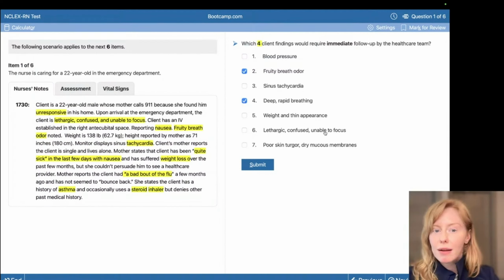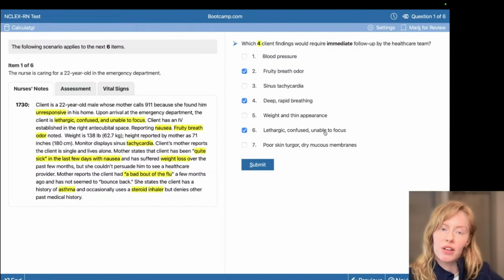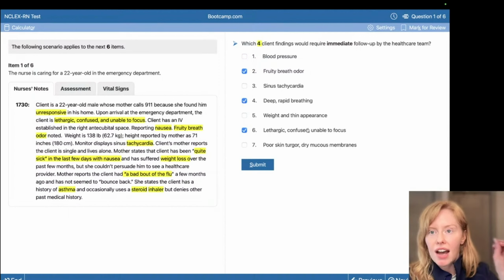Lethargic, confused, unable to focus. Yes, you guys know that neuro findings are pretty high up there in your ABCDs. D is disability, which is neuro findings. And a change in mental status can also represent a problem of breathing or circulation. If I'm not getting enough oxygen or blood flow to my brain, that can create these findings as well. So either way, I always want to prioritize abnormal neuro findings. And you guys said 7, many of you did.